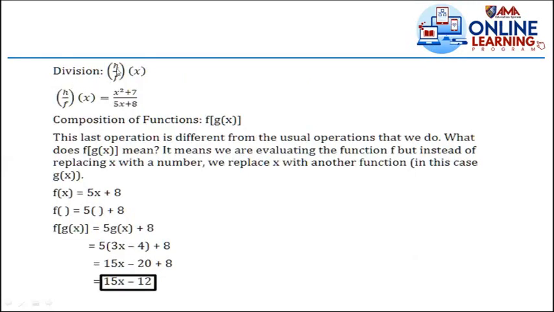Next, we have division. g of x all over f of x. So x squared plus 7 divided by 5x plus 8. So that's our answer. So next we have your d, what we call another function. We call this one composition of functions, f of g of x. This last operation is different from the usual operations that we do.